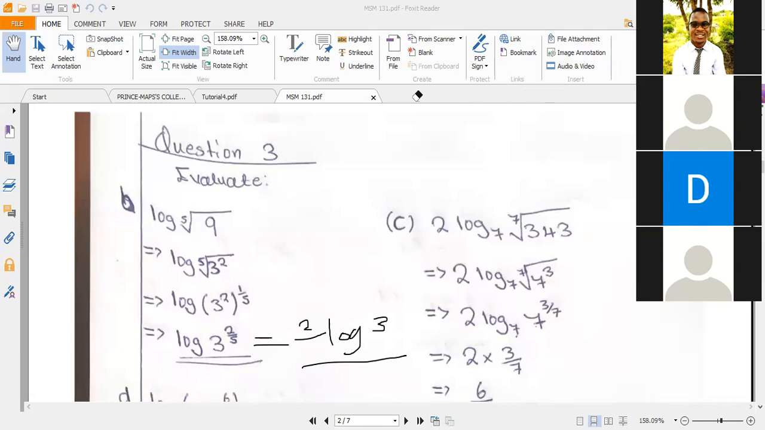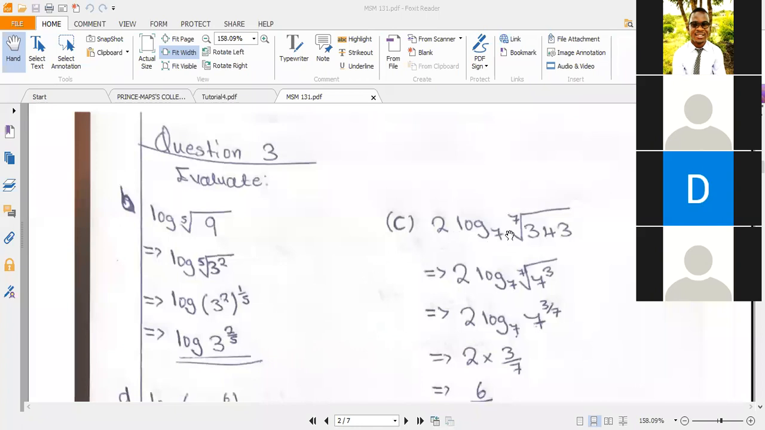So it's not supposed to be 2 over 3, but 2 over 5, because it's raised to the power 2 over 5. Okay. So that is the way to go about it. Otherwise, if you want, you can leave it here. You still earn 4 marks. All right. Let's go to question 3C.